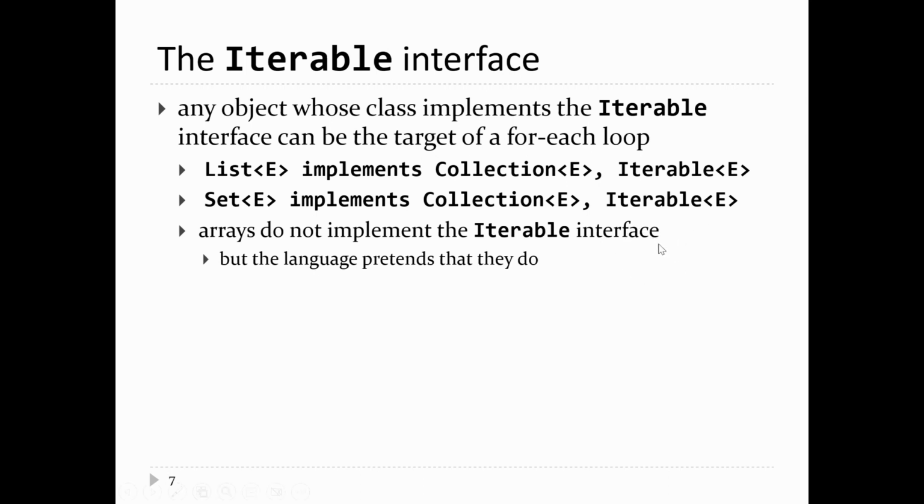Now you know that you can write a for each loop with an array, but it turns out arrays don't actually implement Iterable. The language only pretends that it does. So in other words, the compiler has to do something special when you write a for each loop over an array. It doesn't actually work the same way as iterating over a list or set.